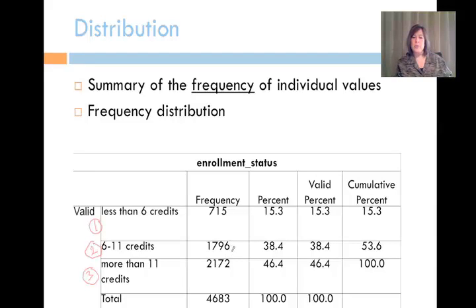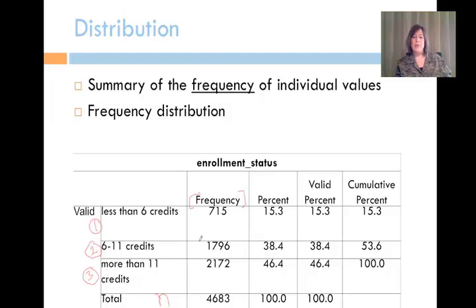And the frequency distribution just tells us how many people that were enrolled had one of these values. 715 individuals had less than 6 credits. 1796 had 6 to 11 credits. 2172 had more than 11 credits. And our total sample size here, N, is 4,683 students.